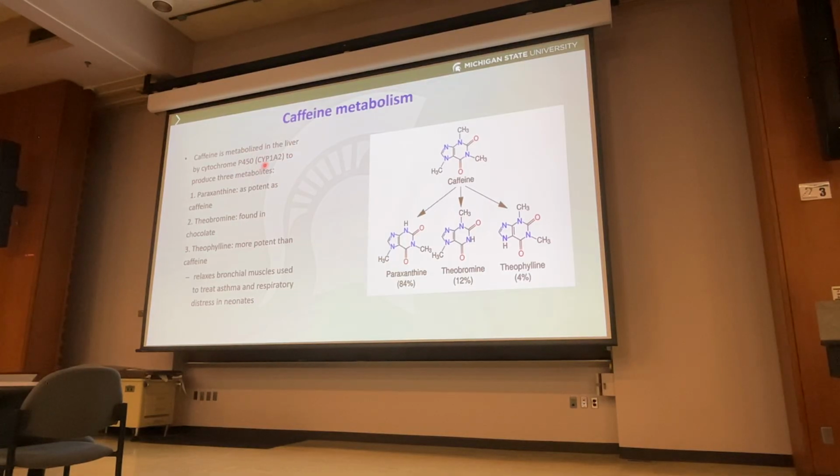CYP1A2, all right? So we've got caffeine here, and several different metabolites. Paraxanthine is the most common metabolite of caffeine, and this works similarly to the parent compound, right? So it's just as potent as caffeine. Theobromine, this is a caffeine-like substance found in chocolate, so a similar effect. It's not as potent as the other two, but it still does have some activity at adenosine receptors.